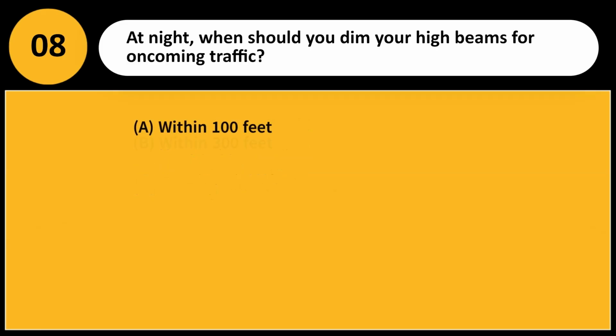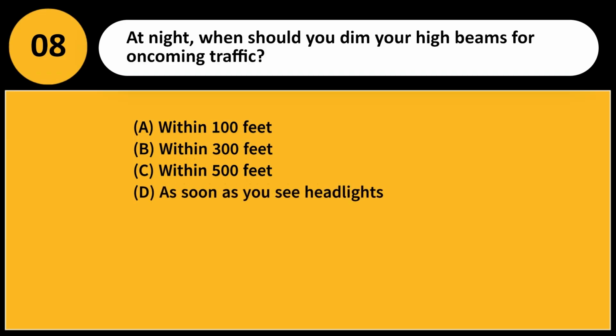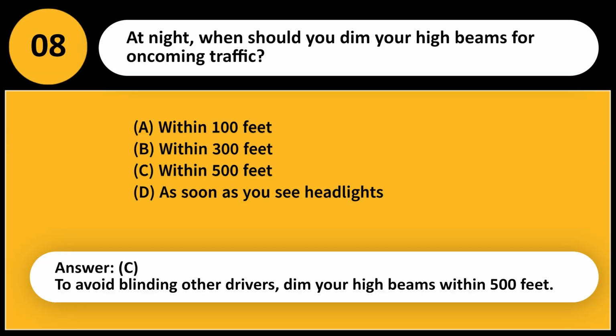At night, when should you dim your high beams for oncoming traffic? A. Within 100 feet. B. Within 300 feet. C. Within 500 feet. D. As soon as you see headlights. Answer: C. To avoid blinding other drivers, dim your high beams within 500 feet.